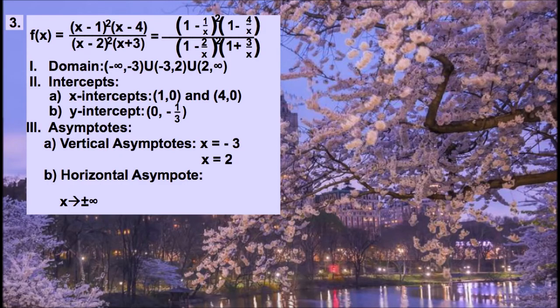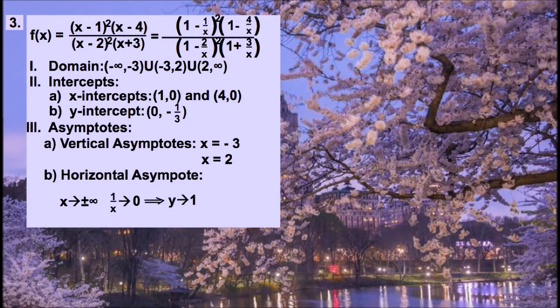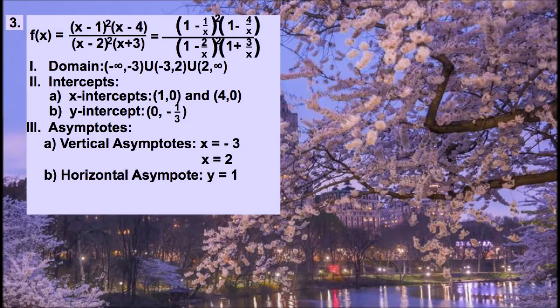When x approaches plus or minus infinity, 1 over x approaches 0. Therefore, y approaches 1. The horizontal asymptote is y equals 1.